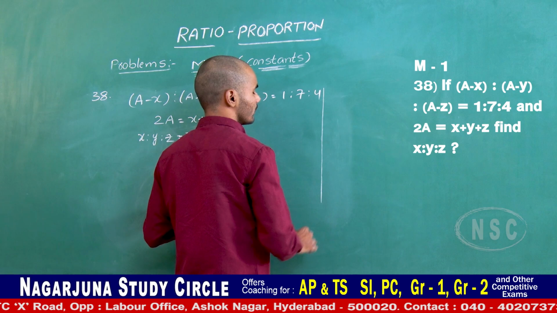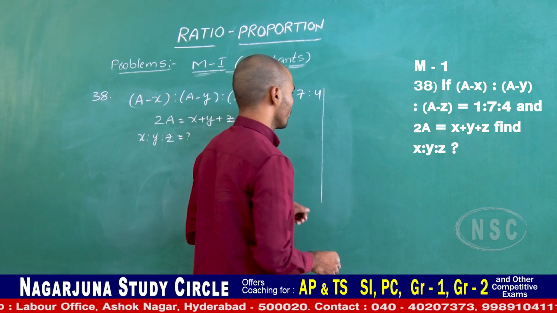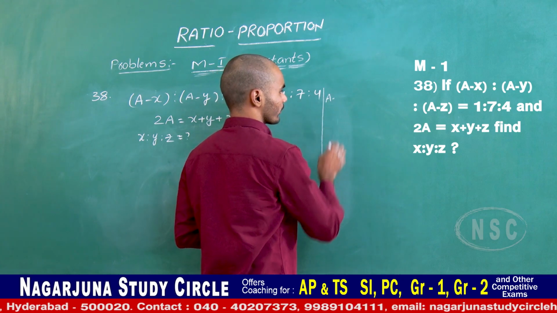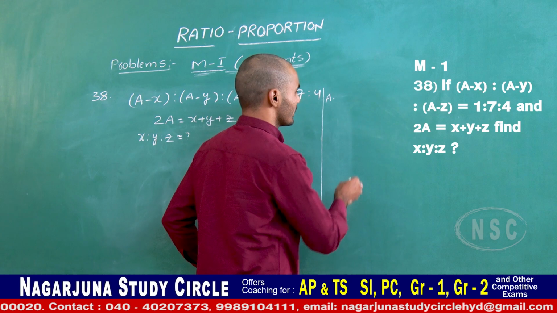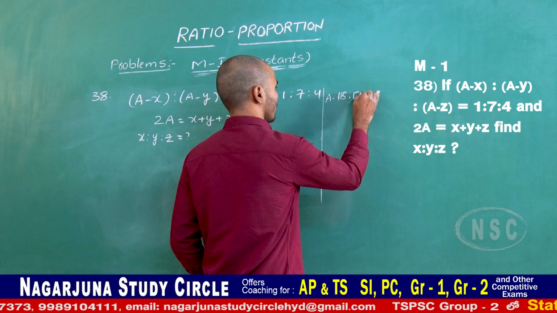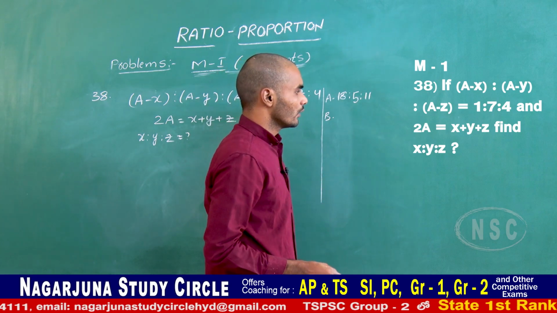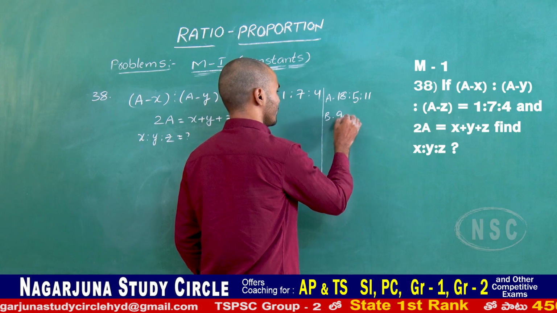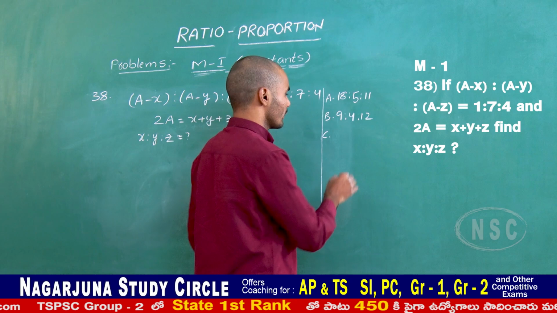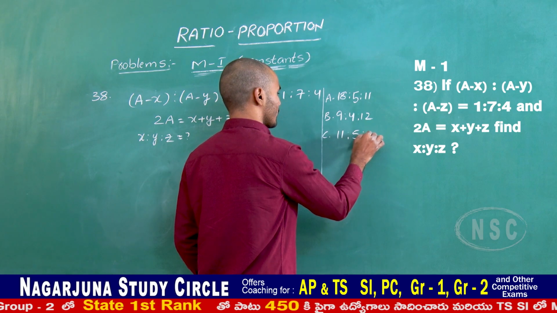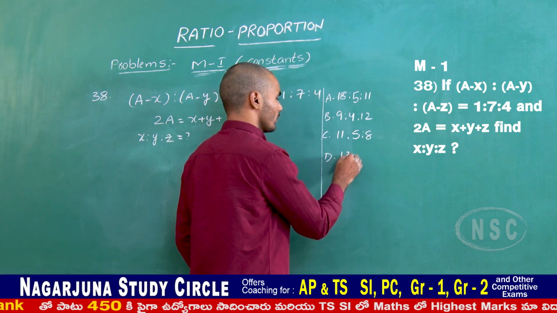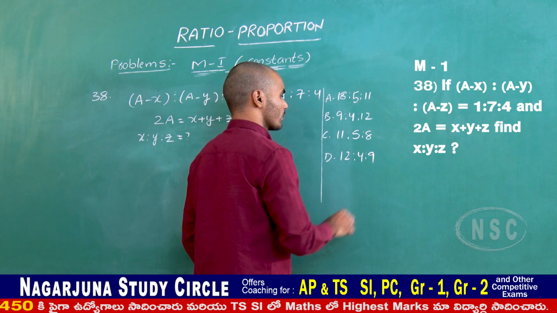By using options it is easy, so I write the options. Option A: 18 is to 5 is to 11. Option B: 9 is to 4 is to 12. Option C: 11 is to 5 is to 8. Option D: 12 is to 4 is to 9.